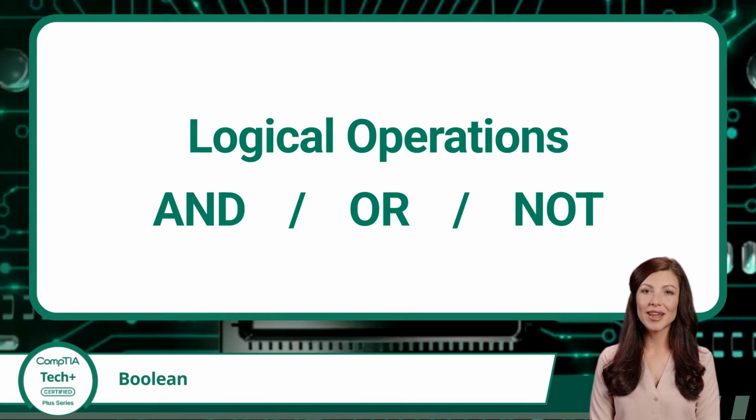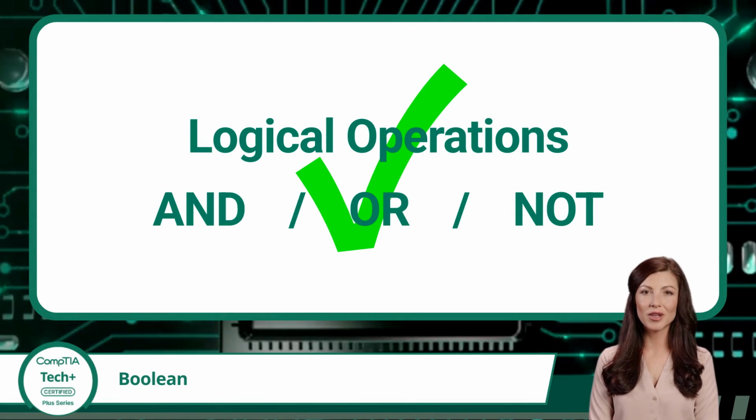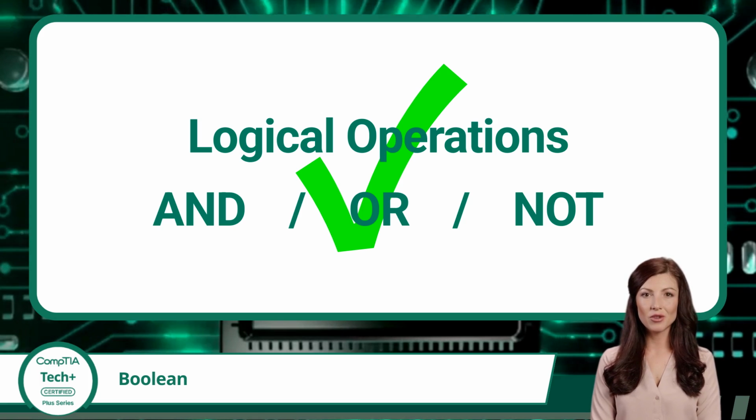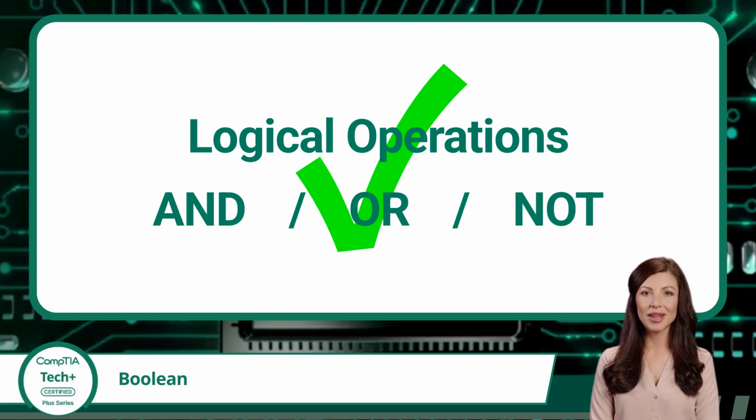With the Boolean data type, we will be focused primarily on logical operations. Using the AND, OR, and NOT operations, we are able to combine and manipulate conditional statements to derive a true or false output. Let's take a look at each of these logic operations now.